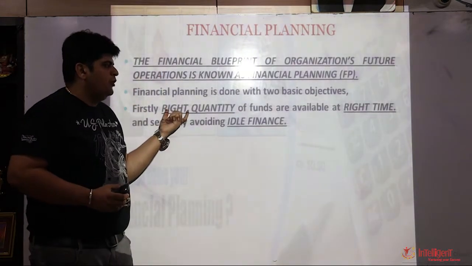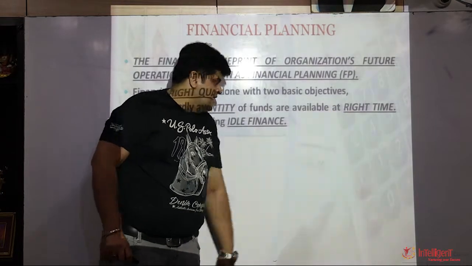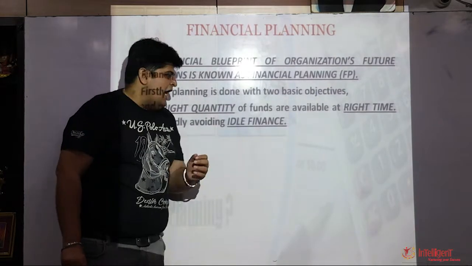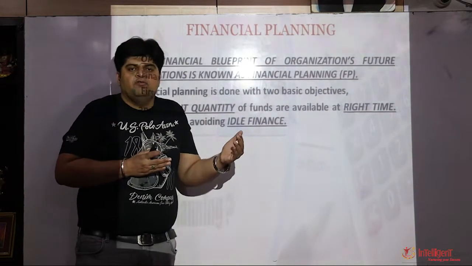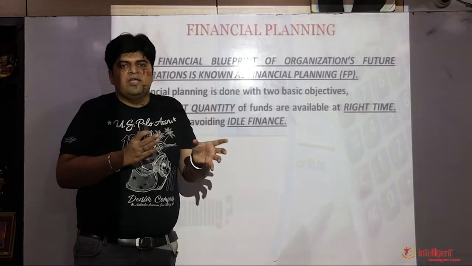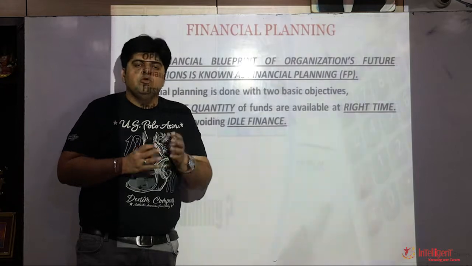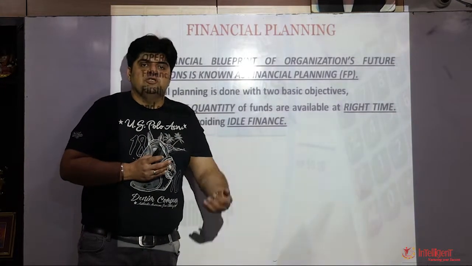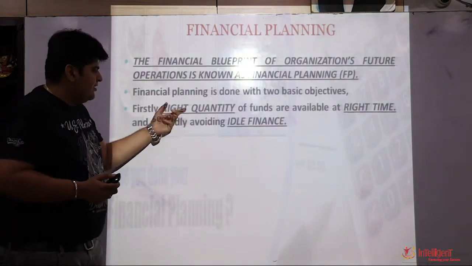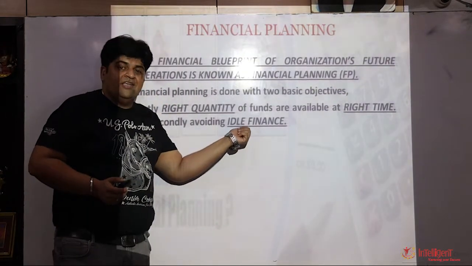So if we do not have the right quantity of fund at the right time, then our financial planning is not making sense to us. Second, we also have to ensure that we do not have idle finance. Idle finance means money which is in excess of the requirement. It is very well said that inadequate finance is as bad as excess finance. So if you have excess finance, it will lead to unnecessary cost. You can also call it non-productive utilization of expenses. So as I said, there are 2 objectives of financial plan. Right quantity of funds should be available at the right time, and the business firm also has to ensure that they do not raise idle finance.